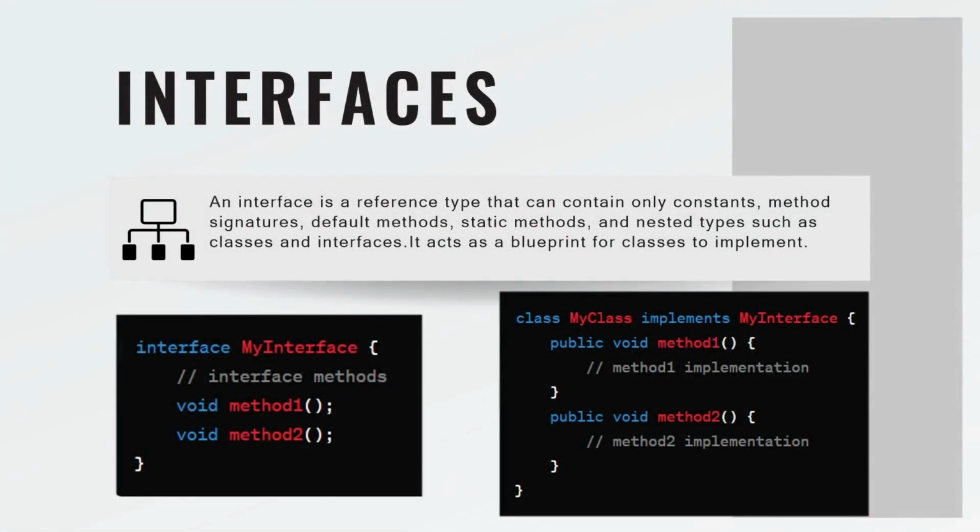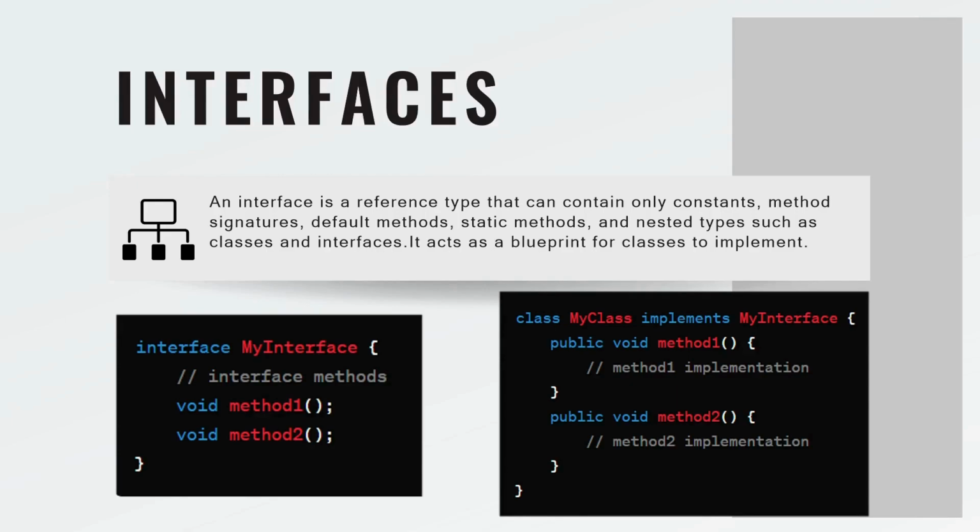An interface is a reference type that can contain only constants, method signatures, default methods, static methods, and nested types such as classes and interfaces. In simpler terms, think of an interface in Java as a rulebook or contract. It lays out what methods a class should have without providing the actual implementation of those methods.